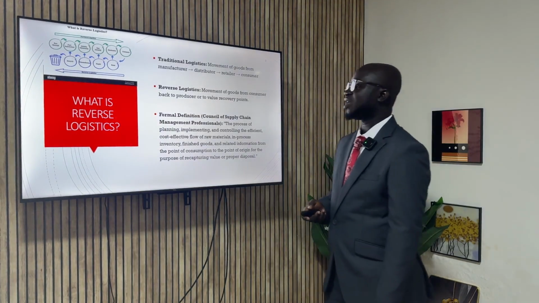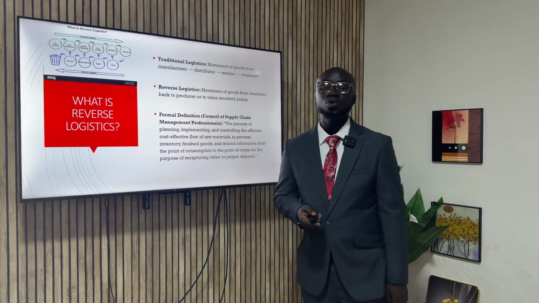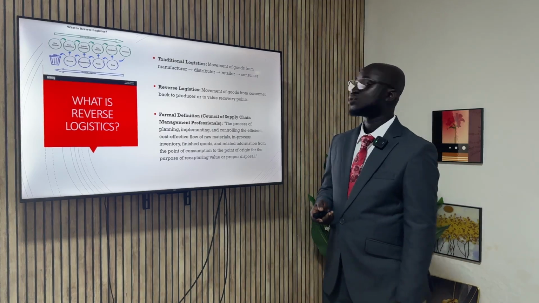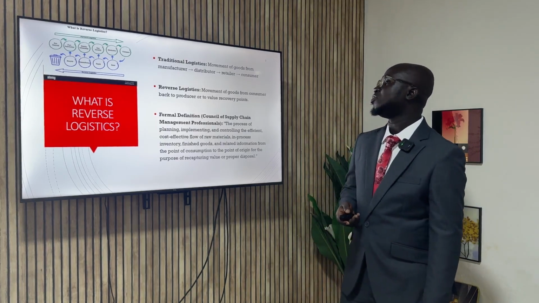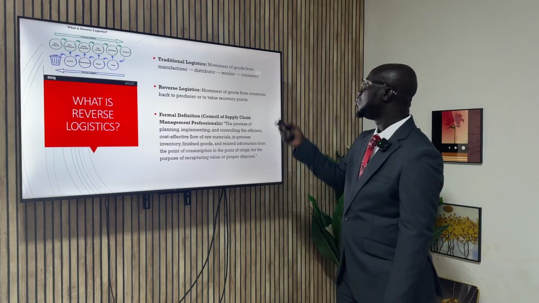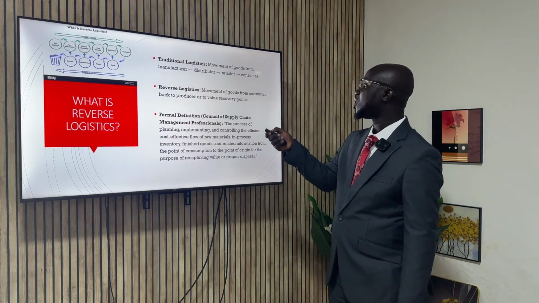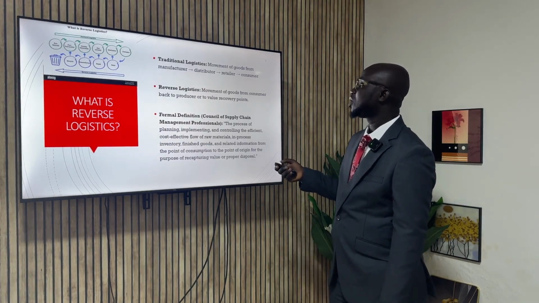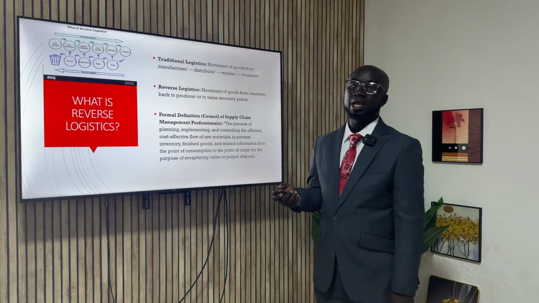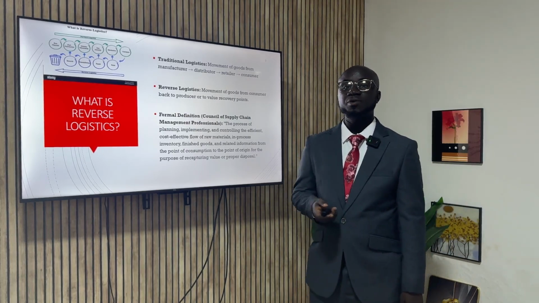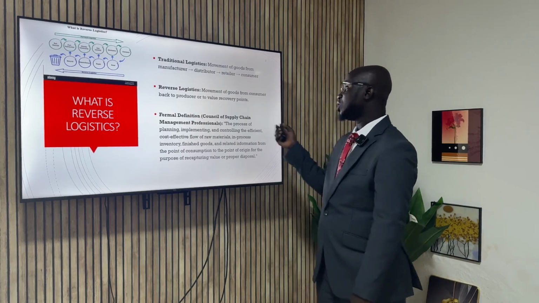So what is reverse logistics? In order to know what it is, you first have to acknowledge forward logistics. Forward logistics, which is the traditional logistics, is about moving goods from the retailer or the manufacturer to the consumer. That is the basic definition of traditional or forward logistics. So here we are saying that we are moving goods from the factory to the consumer.